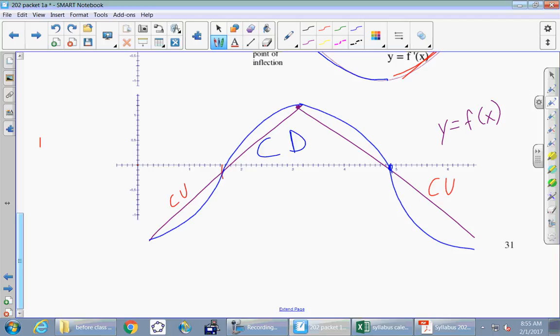So the purple thing you would erase, but I like having it there. For me, it's just too much to handle all in one shot.